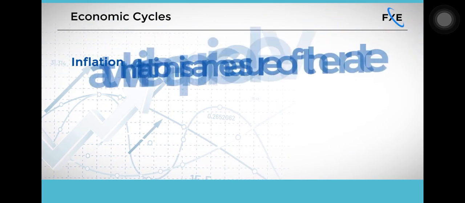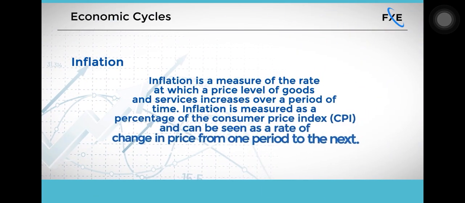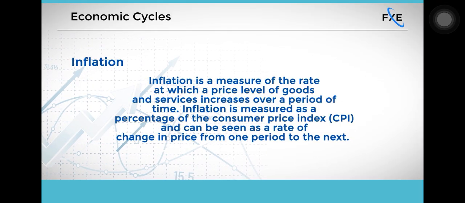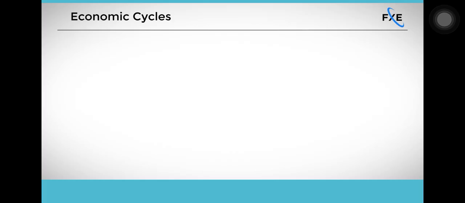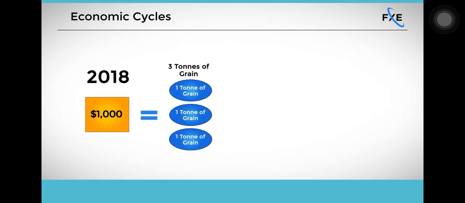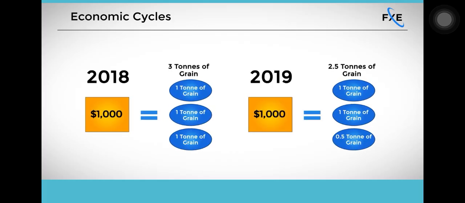Now let's look at inflation. Inflation is a measure of the rate at which a price level of goods and services increases over a period of time. Inflation is measured as a percentage of the consumer price index, also known as CPI, and can be seen as a rate of change in price from one period to the next. As an example, consumers often notice that the price of a household good increases from one year to the next, but the same dollar amount spent results in fewer goods than in the previous year. See in the example on the screen how $1,000 was able to purchase 3 tons of grain in 2018, but the same dollar value was only able to purchase 2.5 tons the following year.